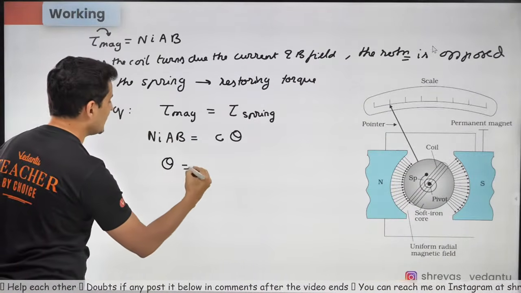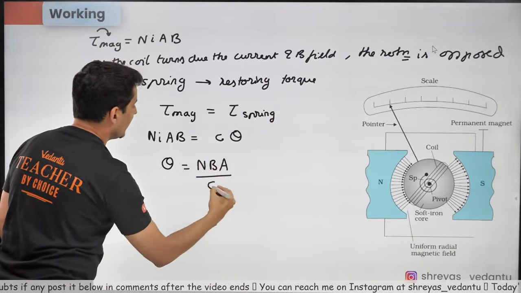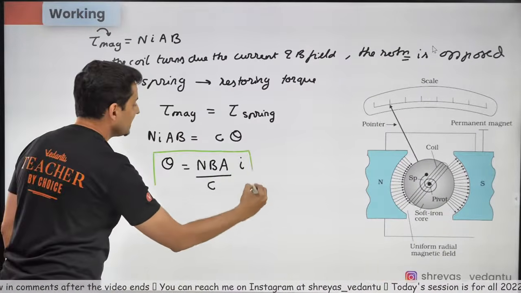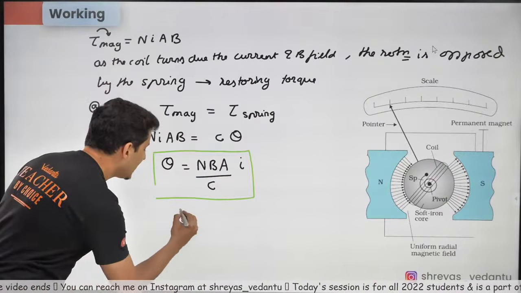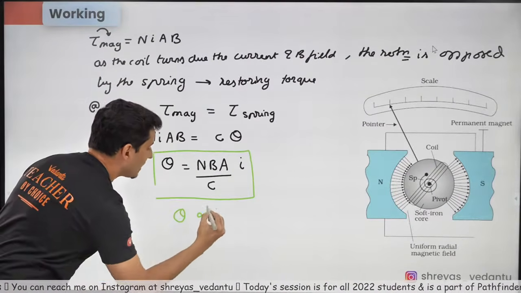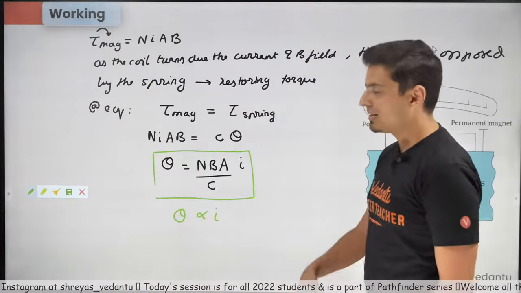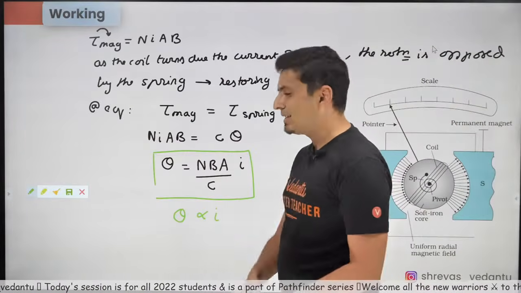Now look at this. Theta will be equal to NBA divided by C into I. That will give me the final answer. Theta is NBA by C into I. This tells me that theta is directly proportional to the current. This is exactly what we wanted to prove. That's it. So theta is NBA by C into I.